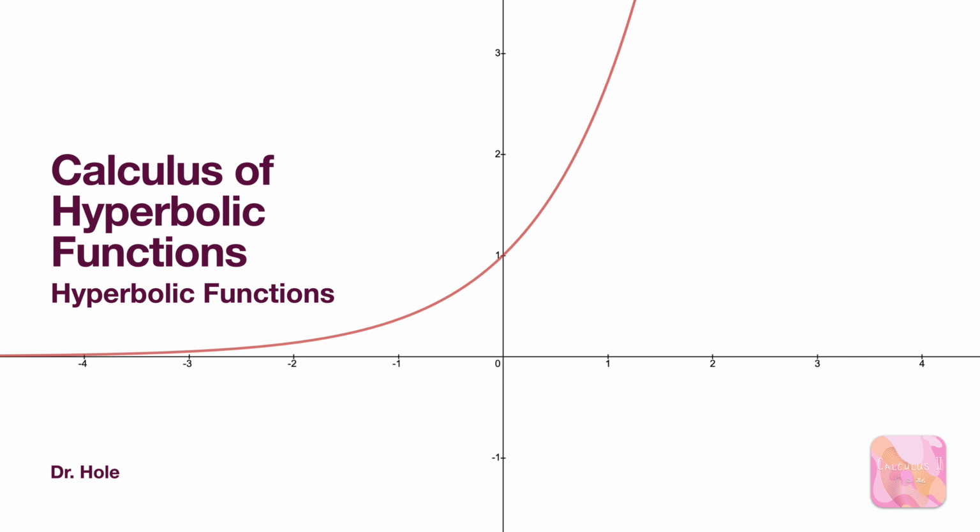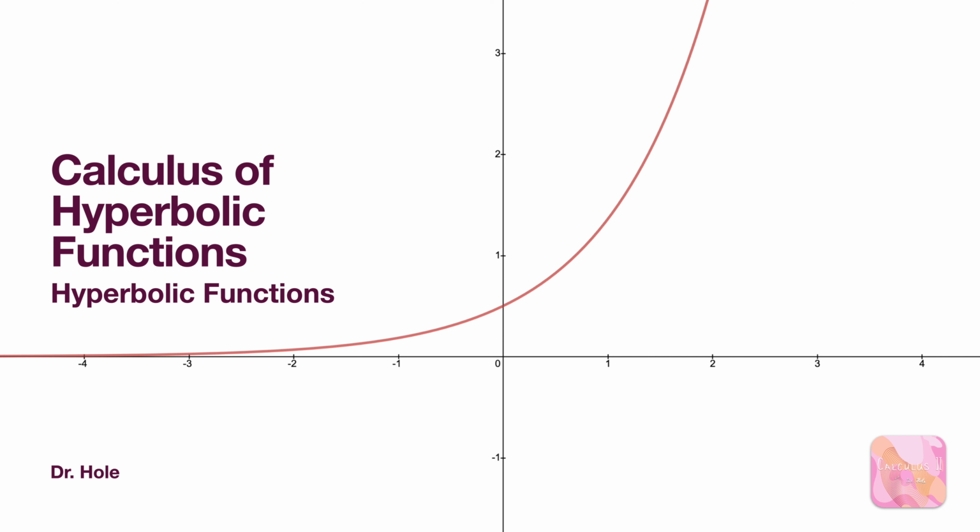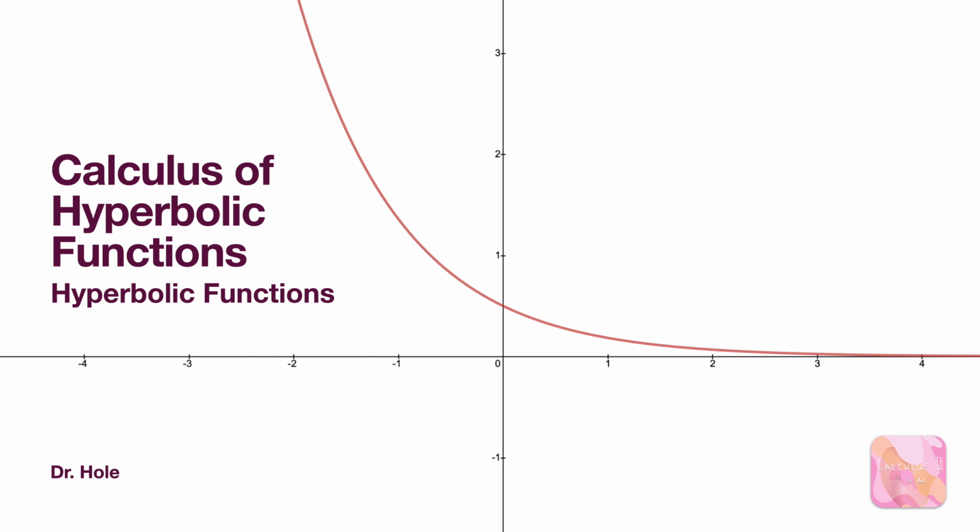In the previous video, we went over the exponential functions. Here we're looking at the graph of an exponential function, base e, which has a y-intercept of 1. Multiply this function by 1/2, and here is the resulting graph. Reflect this function in the y-axis, and here's the graph.